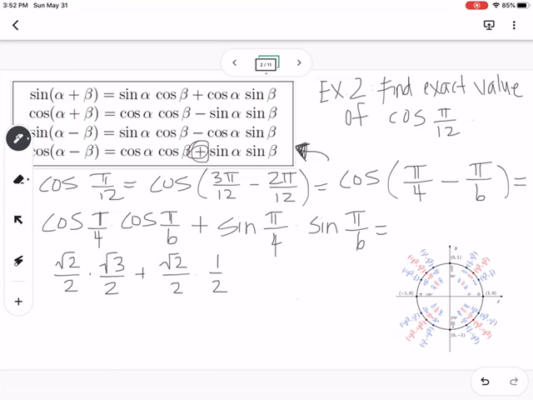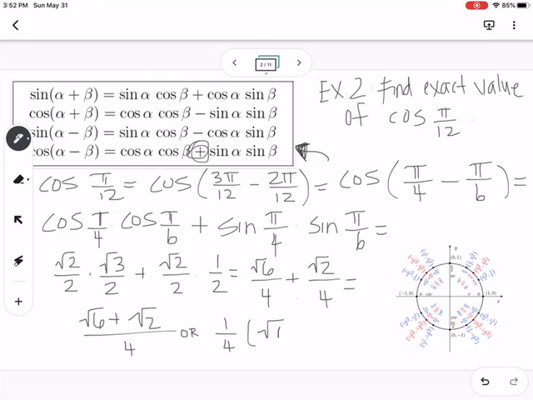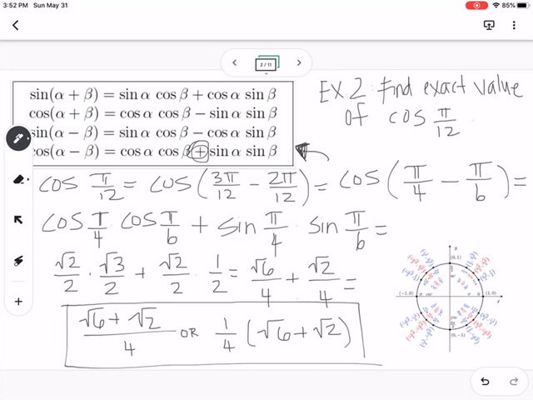This is very similar to the last one, if you can't tell. So I'm just going to multiply: square root of 2 times square root of 3 gives us square root of 6 over 4. And then radical 2 times 1 is radical 2 over 4. So your final answer looks like this: radical 6 plus radical 2 over 4. Or you can say 1/4 times radical 6 plus radical 2. Both acceptable. All right, so that's example 2.